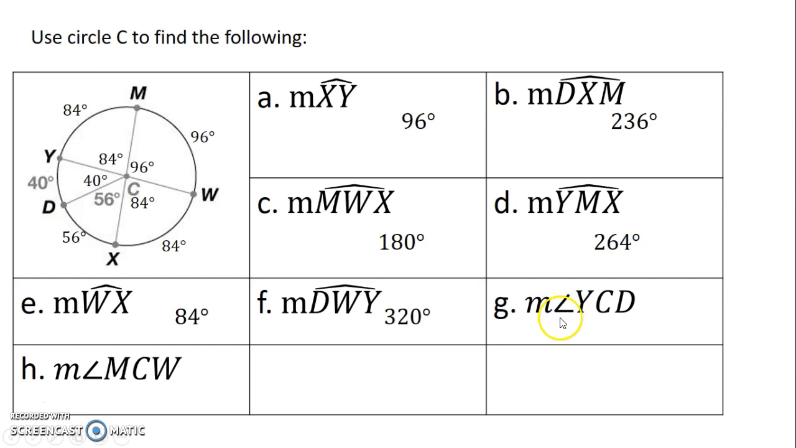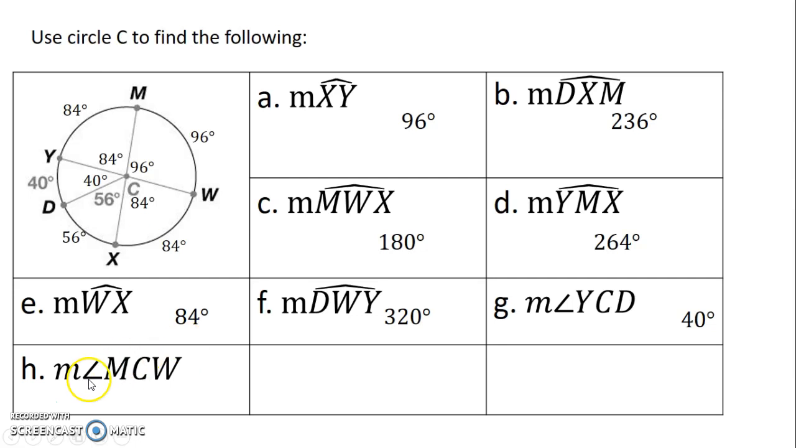Then you have angle YCD. When I first did this, I ignored the symbol of an angle, and I'm going around like, Y, I need to head to C. Where's C? C is the center of the circle because this is an angle. C is the corner of that angle. We are supposed to find the measure of angle YCD, and that's already labeled for us. It was a 40-degree angle.